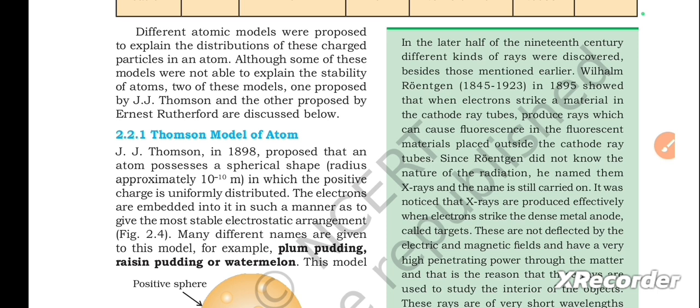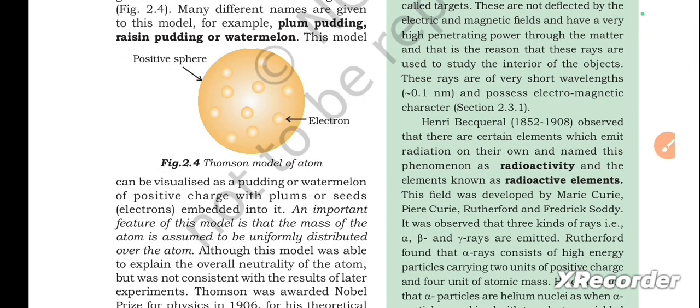Many different names are given to this model, for example, plum pudding, raisin pudding, or watermelon. This model can be visualized as a pudding or watermelon of positive charge with plums or seeds, that is electrons, embedded into it. An important feature of this model is that the mass of the atom is assumed to be uniformly distributed over the atom.